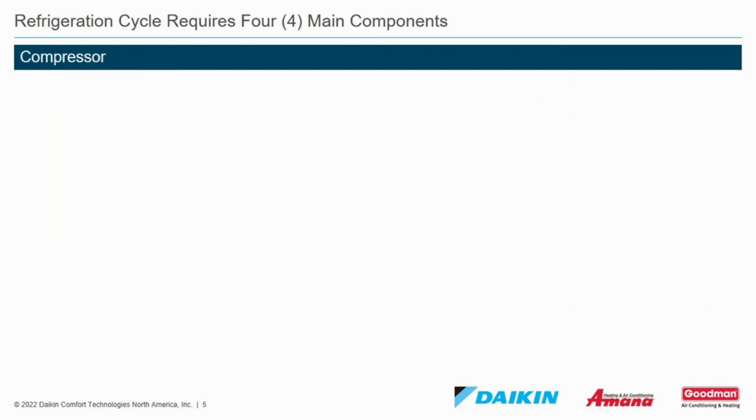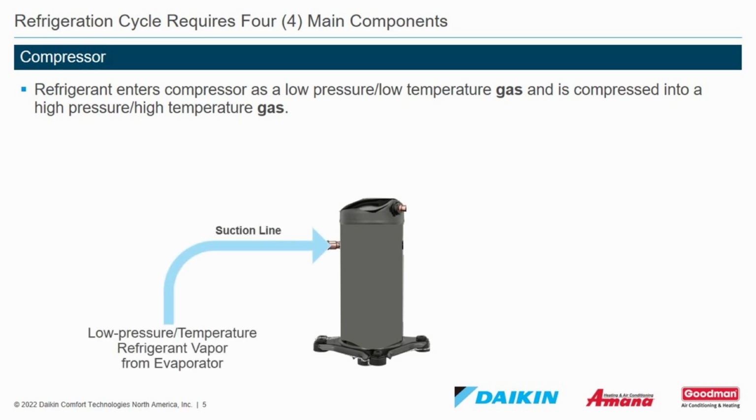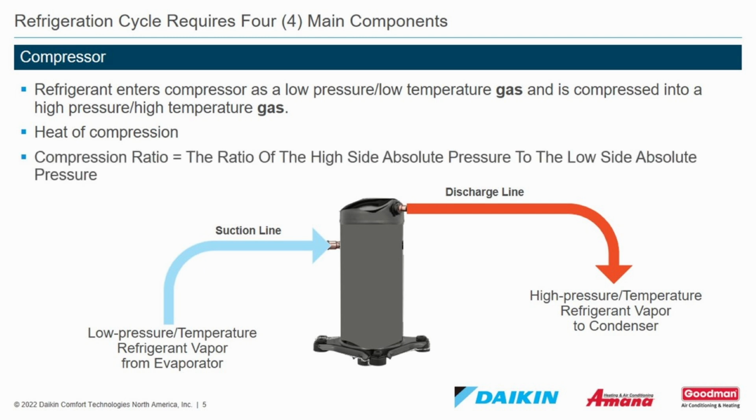First, let's look at the compressor. Refrigerant enters the compressor as a low-pressure, low-temperature gas and is compressed into a high-pressure, high-temperature gas. The compression causes the temperature of the gas to increase. This is called heat of compression. The compression ratio is the ratio of the high side absolute pressure to the low side absolute pressure, typically approximately a 3-to-1 compression ratio.